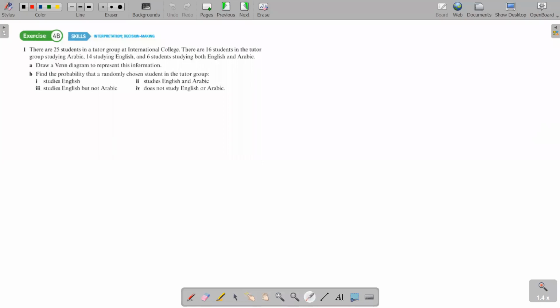Okay, so we'll move on to exercise 4B. Question number 1. They say there are 25 students in a tutor group at International College. There are 16 students in the tutor group studying Arabic, 14 studying English, and 6 students study both English and Arabic. Draw a Venn diagram to represent the information.